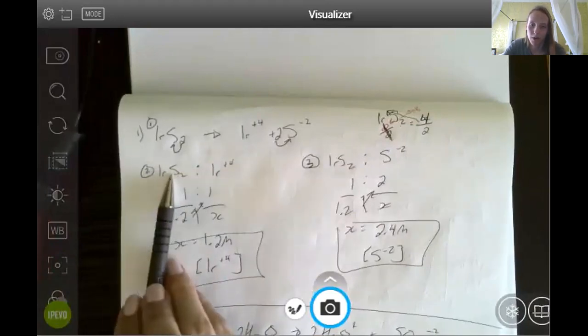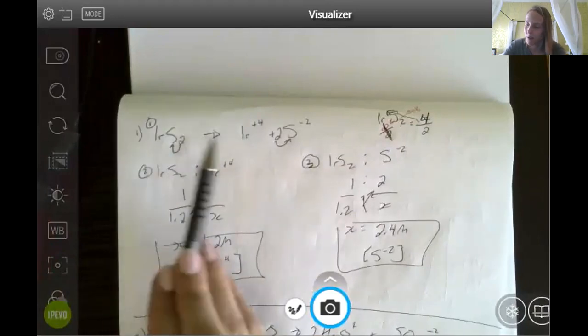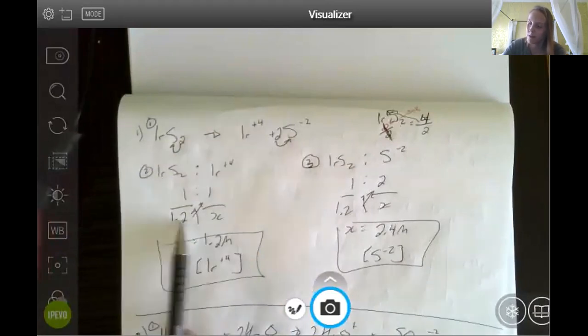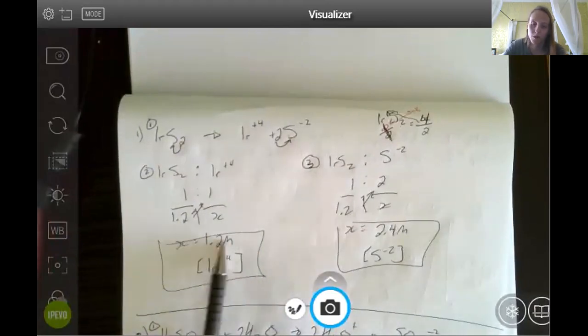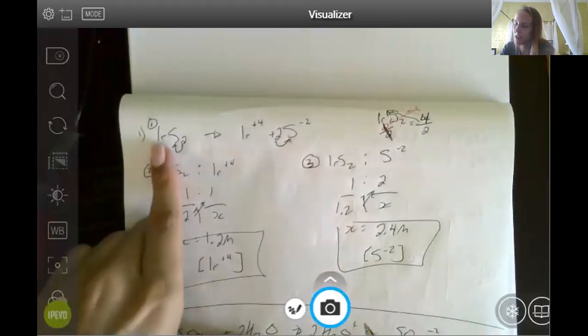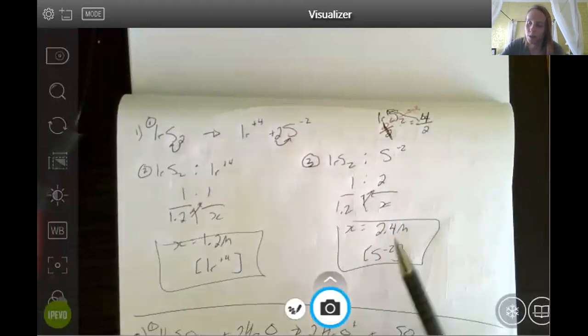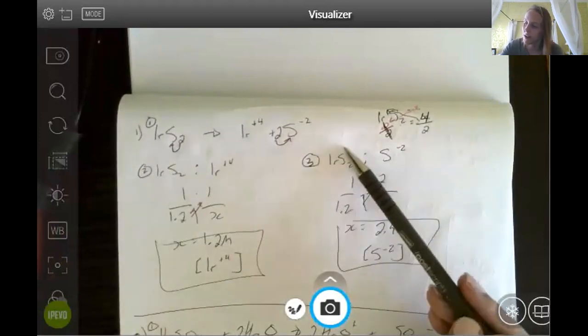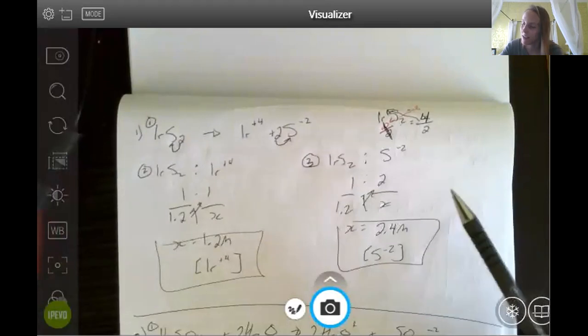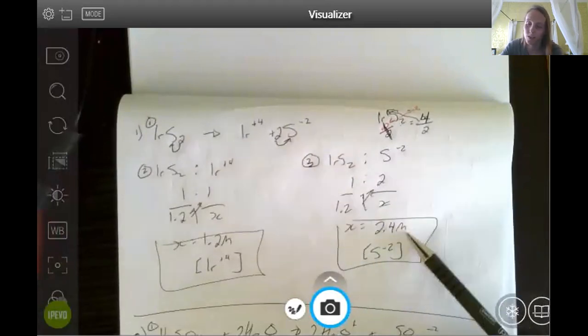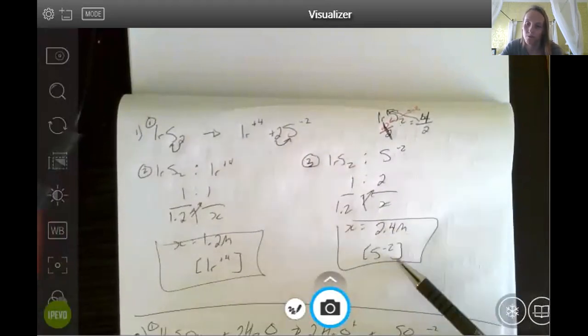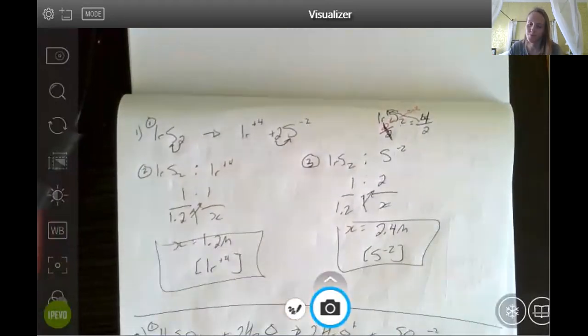So it is a 1-to-1 ratio between my ionic compound and my metal ion, which gives us 1.2 molar as the concentration of the metal ion. It is a 1-to-2 ratio between my ionic compound and my non-metal ion. So when I cross multiply that, I get 2.4 molar for my non-metal ion.